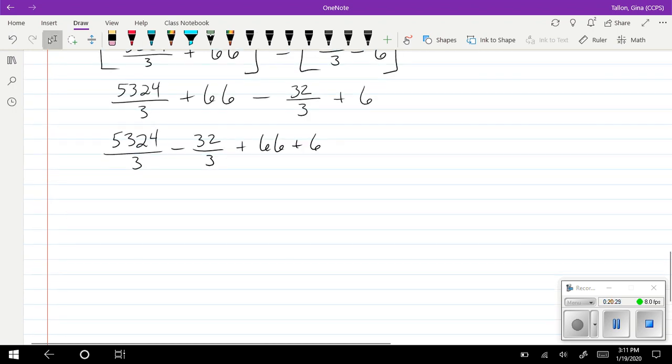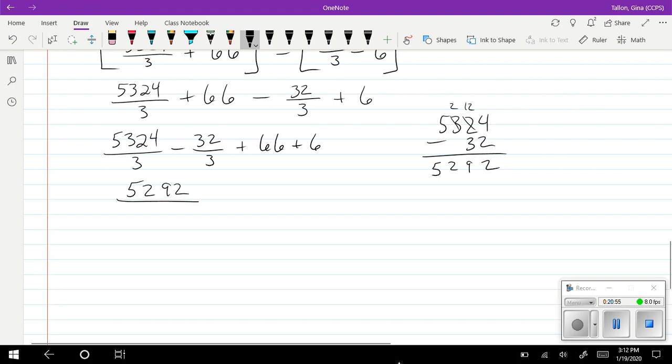And I know you probably could have moved those in your head and done this anyway, but I end up with 5,292. Let me see, 5,292. You can go to the side and do this. 5, 3, 2, 4, take away 32, and you end up with 2. You borrow here, that makes it 12, you get 9. Okay, so 5,292 thirds plus, and 66 plus 6, I don't think we need the side for that, that's just 72.